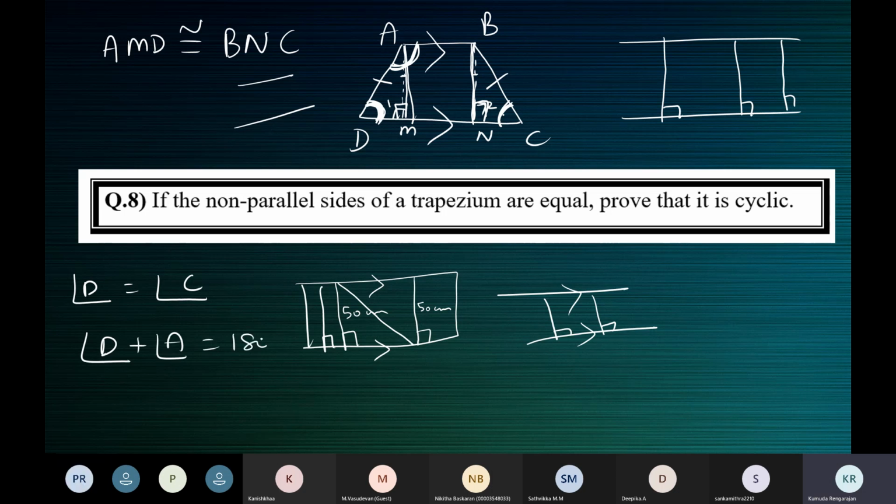See, now we need to introduce 180 degrees because to prove it's cyclic, we need to show that one pair of opposite angles is supplementary. So from congruency, we have angle D is equal to angle C. Next, angle D plus angle A is 180 because for parallel lines and a transversal, co-interior angles are supplementary.